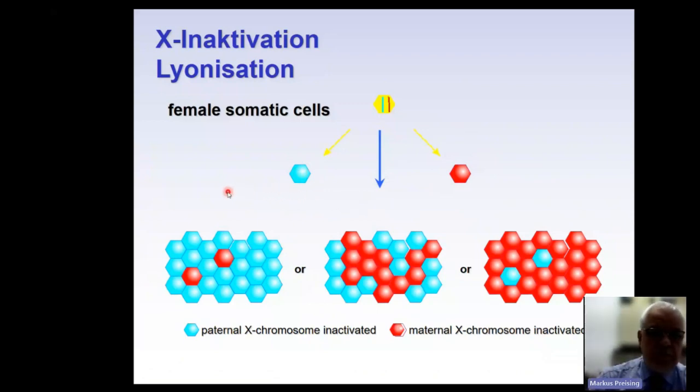And since it is by chance which of the two copies will be silenced, you will have a lot of combinations that may occur in a female. You can have combinations with many cells not being able to possess a functional copy, or you can have females with many cells being able to have a functional copy. And between that, you have all kinds of combinations.